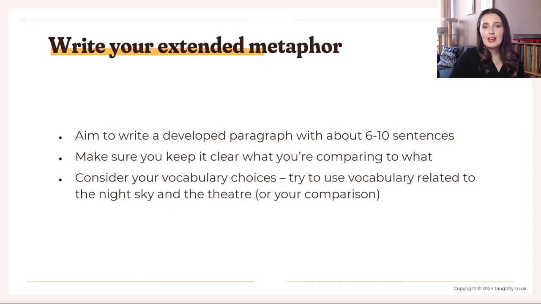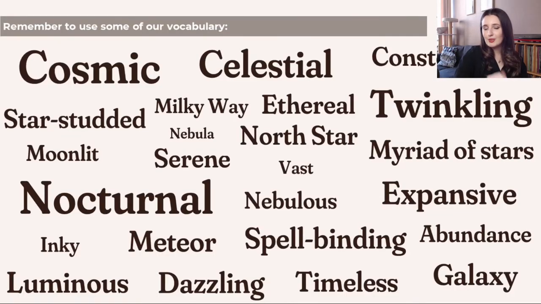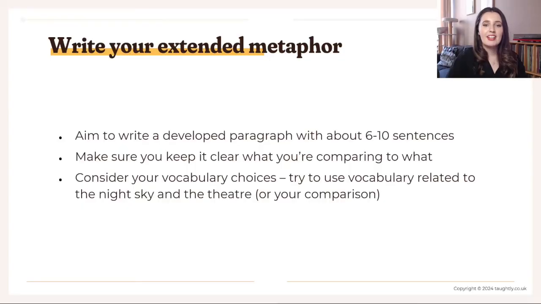Do make sure that you keep it clear what you're comparing to what. So make it clear you're describing the night sky. That is what the description is, but you're comparing it to the theatre. You don't want your reader to get confused and be like, so is the night sky a theatre or the theatre's a night sky? Do consider your vocabulary choices and try to use some vocabulary that is related to the night sky, like these words, and vocabulary that is related to the theatre or whatever your comparison choice is.